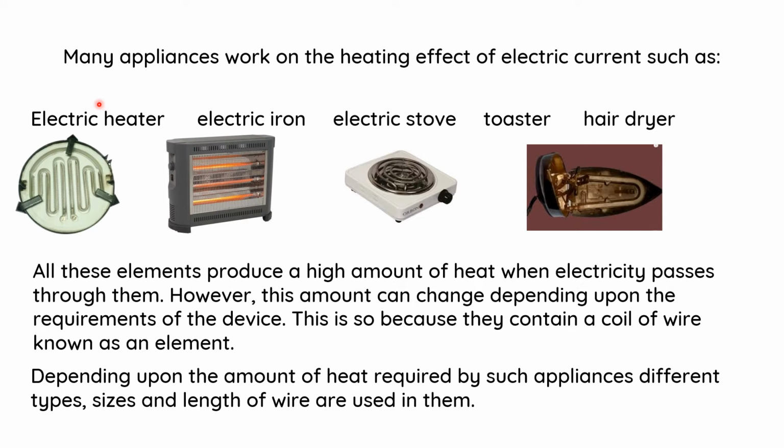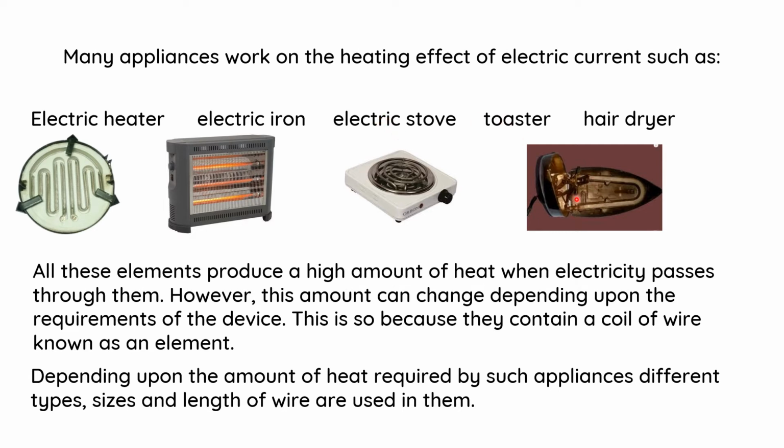Now we will see the merits, or the advantages, of this heating effect of electric current. Many appliances work on the heating effect of electric current. Examples: electric heater, electric iron, electric stove, toaster, hair dryer. All these things work on the principle of heating effect of electric current. Inside all these appliances some coils are there.